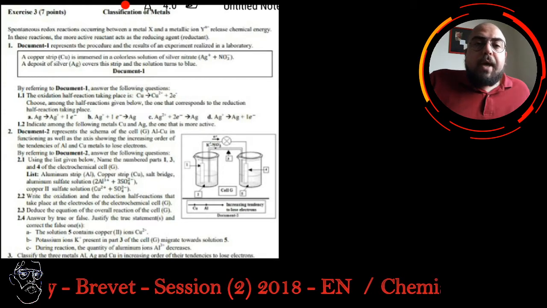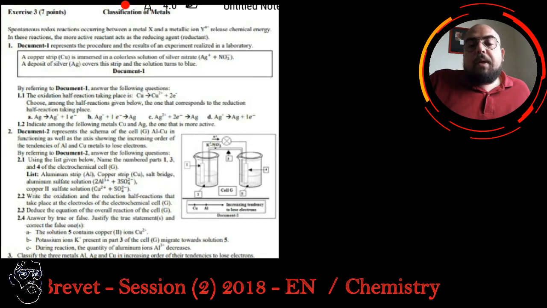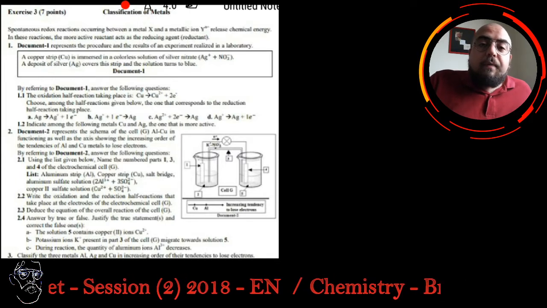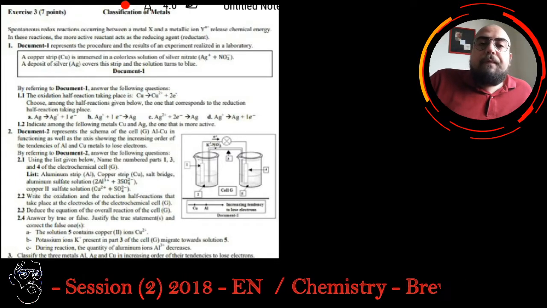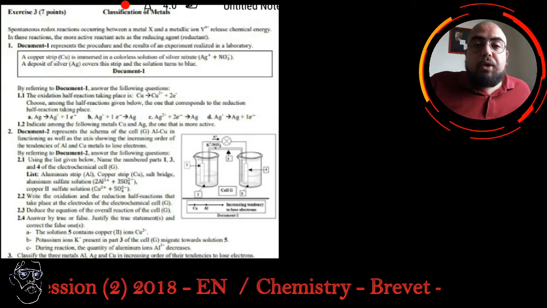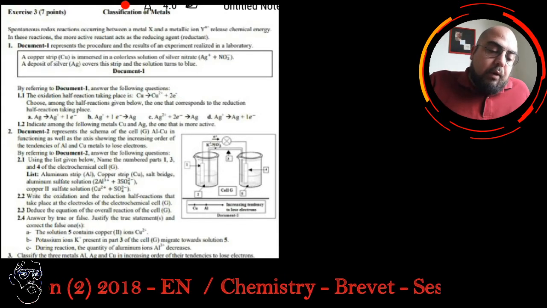So in this reaction, as you can see, there is something which is happening. The color is becoming blue. It means that we have Cu2+ ions which are being formed, and the deposit of Ag on the strip means that Ag+ is being transformed to Ag solid. By referring to document 1, answer the following questions.